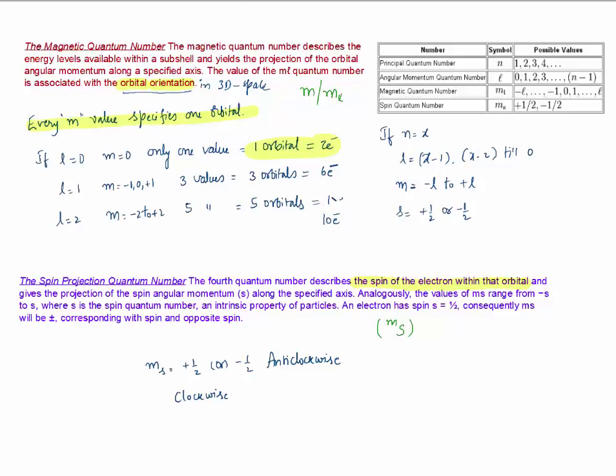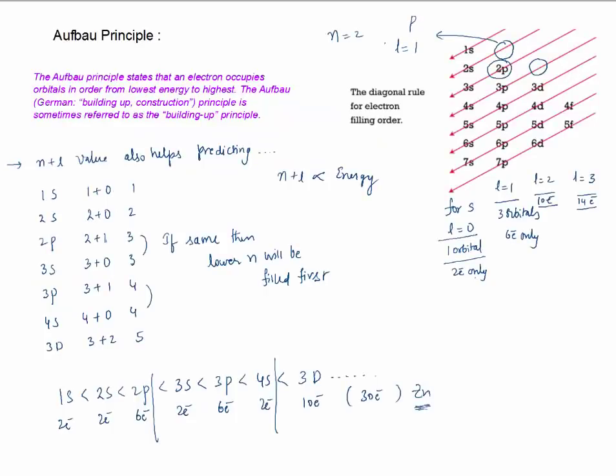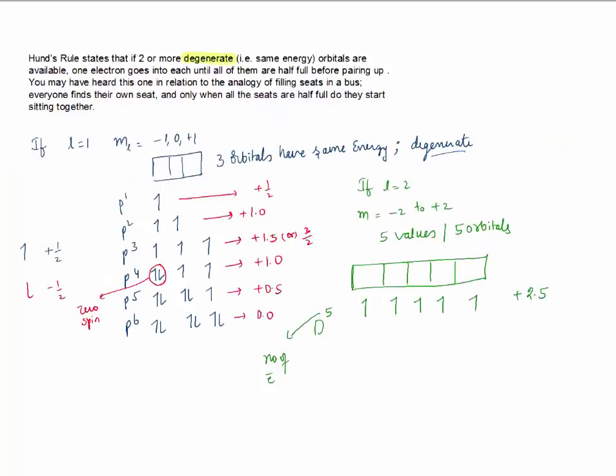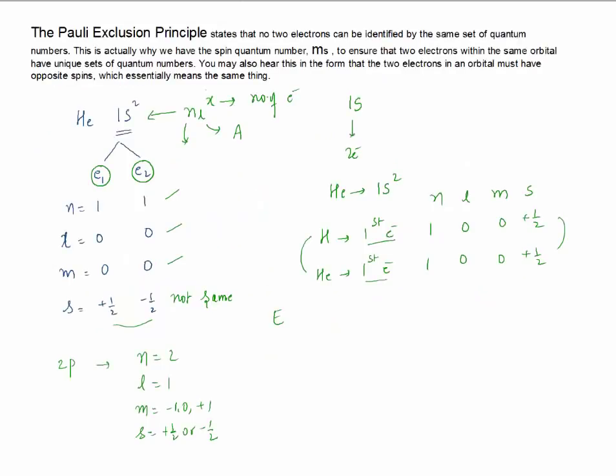Now, Aufbau principle. If you are talking about Aufbau principle, whenever you are filling electrons, you fill from lower energy to higher energy. If you are talking about Hund's rule, when you are filling electrons into orbitals of same energy, that is degenerate, all of them should get 1 electron each. And last but not the least, Pauli's exclusion principle. No two electrons in an atom can have all 4 quantum numbers same. Hope you understood quantum numbers, Aufbau, Hund's rule, and Pauli's exclusion principle.